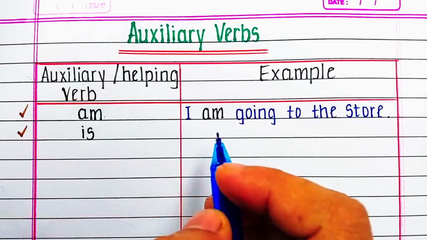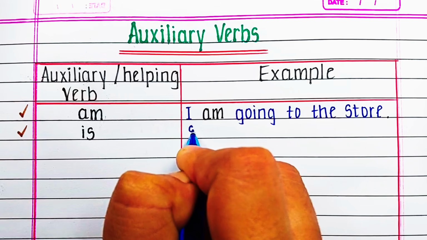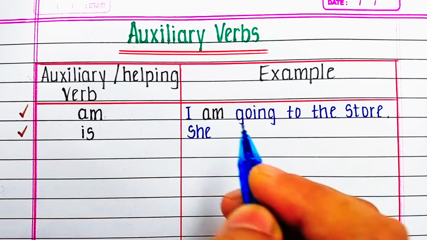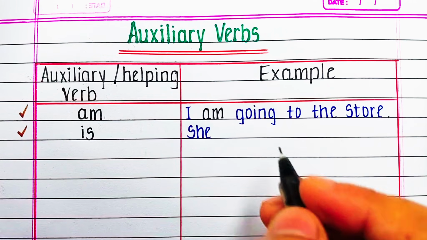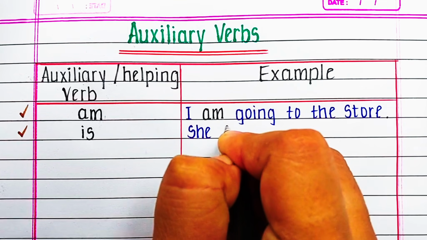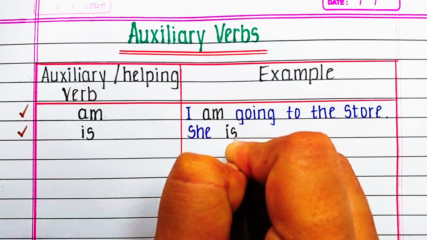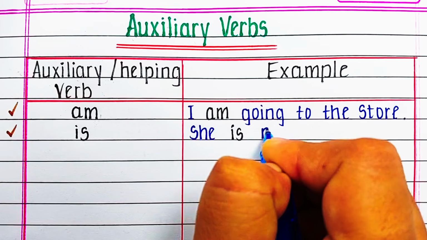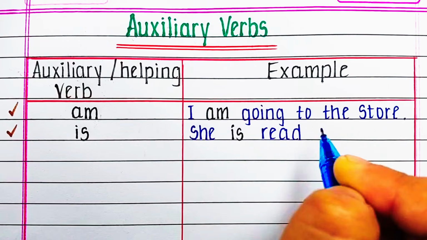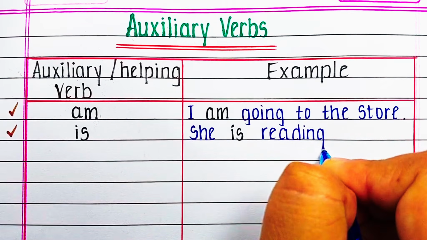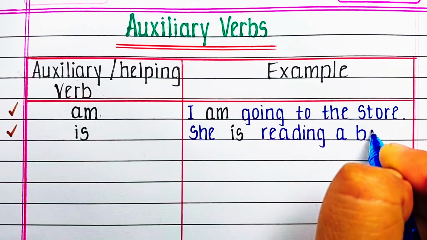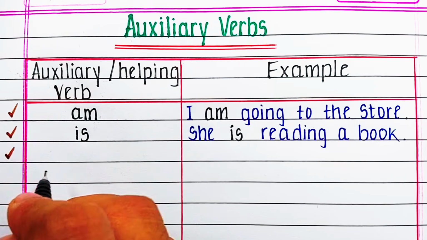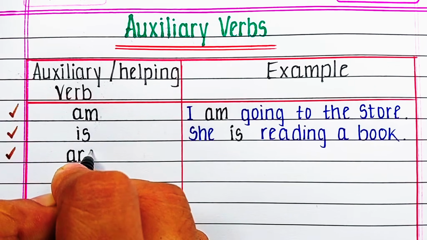Now, let us learn one by one with the help of examples. First one is am. For example, I am going to the store. Here, am is the helping verb. Next is is. Example, she is reading a book. Here, is is the helping verb, and reading is the main verb.